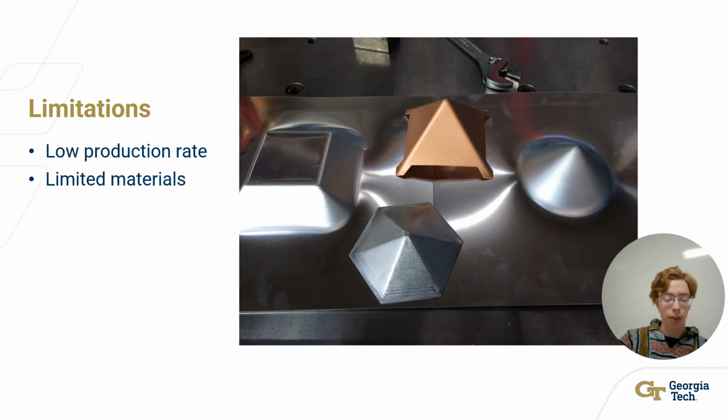CNC incremental forming has a low production rate due to its slow, progressive process. This makes it unsuitable for repeatedly making the same part, such as in high volume production. Another limitation is the materials that can be used with this process. CNC incremental forming works best with aluminum alloys that have a high formability. However, it's also been shown to work with copper and brass. Current research into this process may improve its viability for use outside of prototyping and specialty parts.